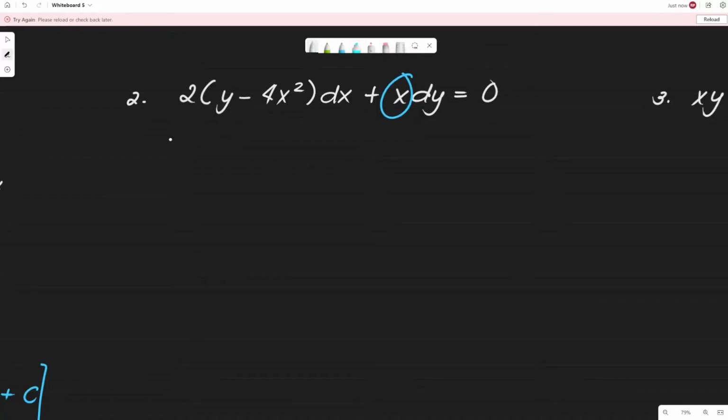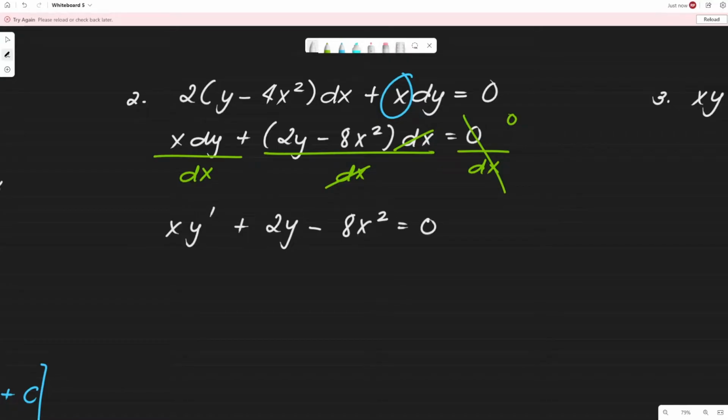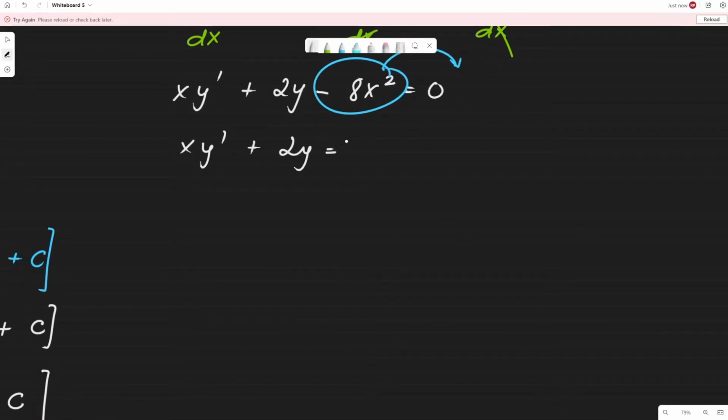So, let me put dy first, then distribute the 2. Then divide all terms by dx. Obviously this cancels, and this whole equation is just 0. So we have x y prime plus 2y minus 8x squared is equal to 0. I transpose the 8x squared to the other side. So, we'll have x y prime plus 2y is equal to 8x squared.